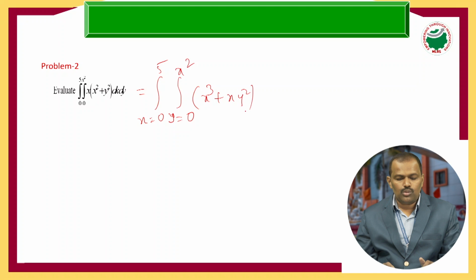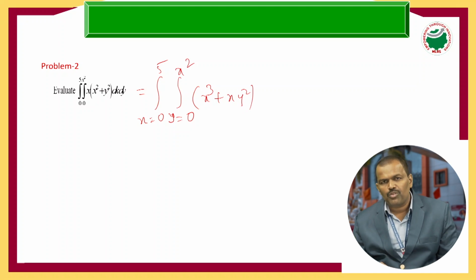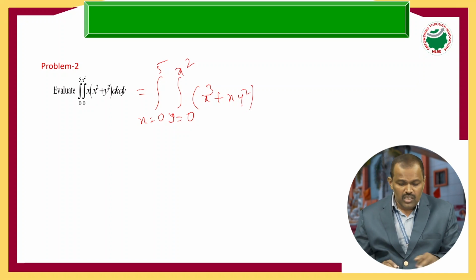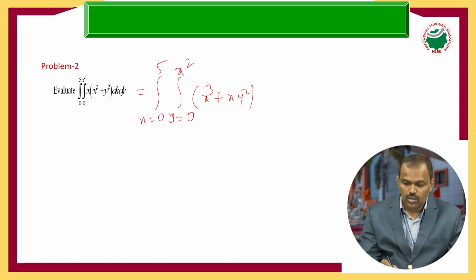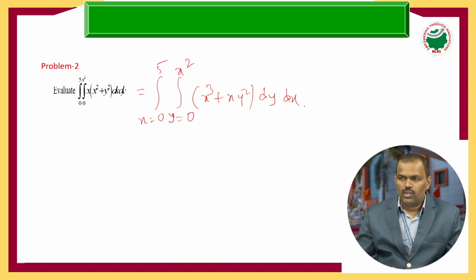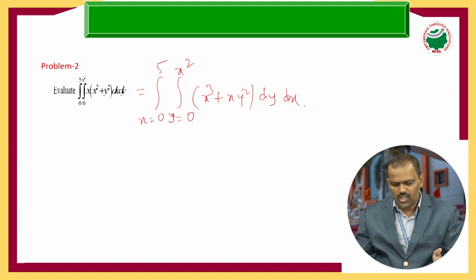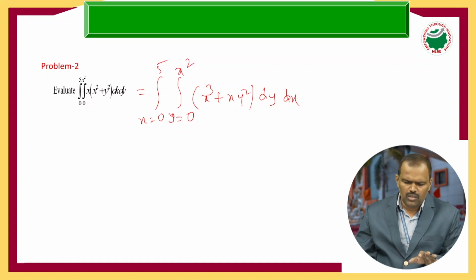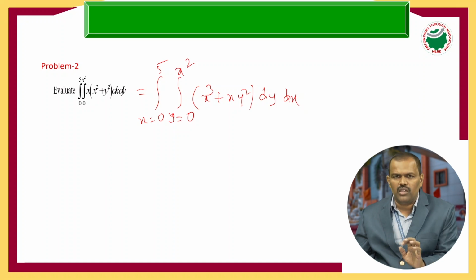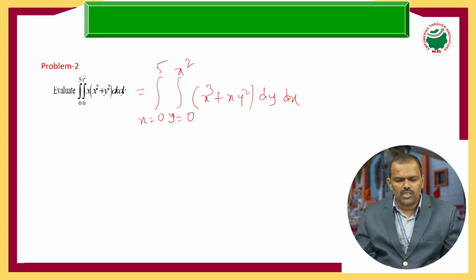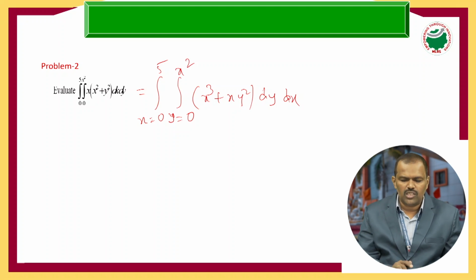Here, as per the given problem, dx dy is there. But here I wrote the y limits first, so I need to write dy first and then dx. As for the given problem, y limits first is there, but generally it is given as dx dy. As for the limits order, we can change it. As per the limits order, y limits first, so I wrote dy first and then dx.